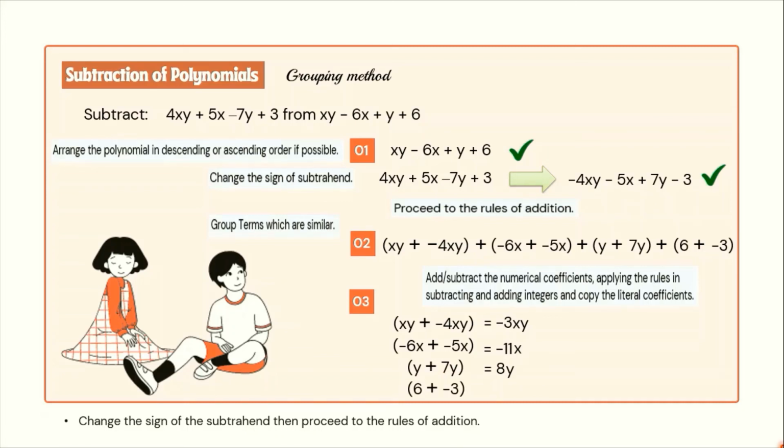Last, constants. 6 plus negative 3. Magkaiba sila ng sign, so we have to subtract. 6 minus 3 is equal to 3. Anong sign ng ating sagot na 3? That will be positive dahil mas malaki si 6 kay 3 at si 6 ay positive. So, ang magiging sagot natin ay positive 3. Once we're done performing the operation, let's combine them all together. And the answer will be negative 3xy minus 11x plus 8y plus 3. Ito na yung ating sagot dito sa ating problem na ito.